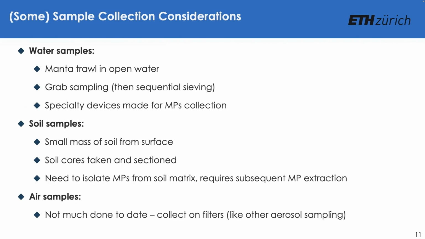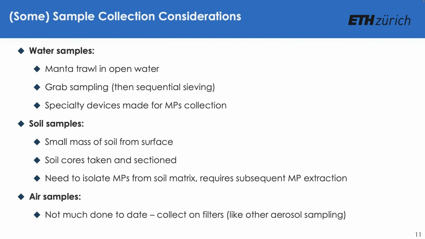When we're actually collecting the samples, there are three major categories of samples that we collect directly from the environment: water samples, soil samples, and air samples. For water samples, there are a few different typical sample collection methods, including a manta trawl, grab sampling, or specially made devices for microplastics collection.